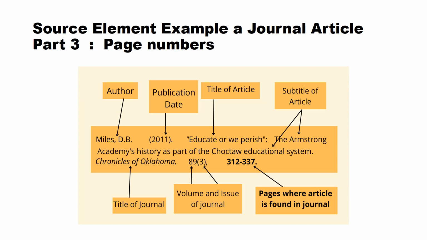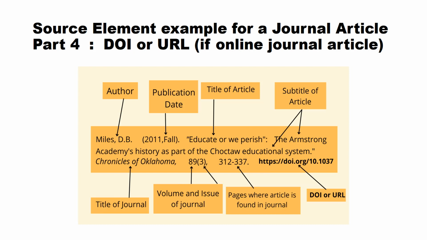The third source element part is the pages where the article is found in the journal. And finally, the fourth source element is the DOI or URL if online. Now, the Chronicles of Oklahoma doesn't have DOIs in their journal article, so I just put that there so that you could see where it would be if you did find the DOI.